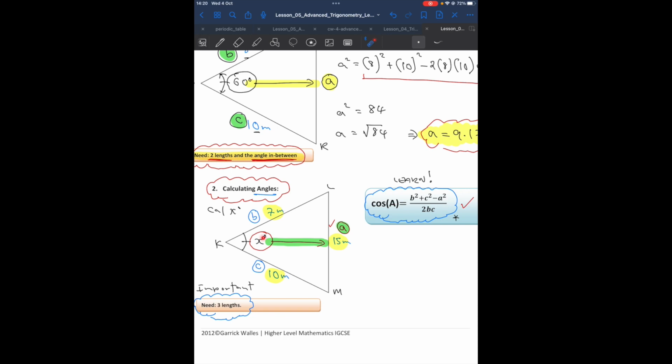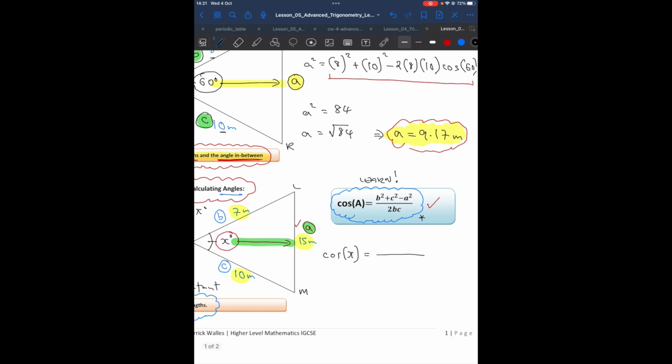So remember, the capital letter A here represents the angle that you're trying to work out. So if I just go ahead and put the numbers in, well, cos A will basically be written cos X because that's what I'm trying to work out. On the top, I'm going to put my fraction line in first. On the top, I've got b squared plus c squared minus a squared. So we know that b is equal to 7. So 7 squared. We know that c is equal to 10 meters. So plus 10 squared. Minus, and the a is that 15 meters. So minus 15 squared.